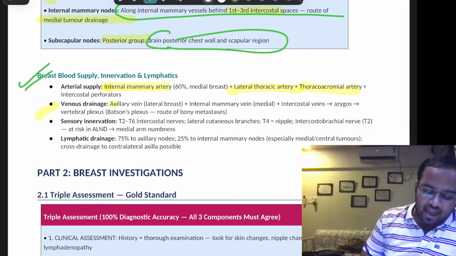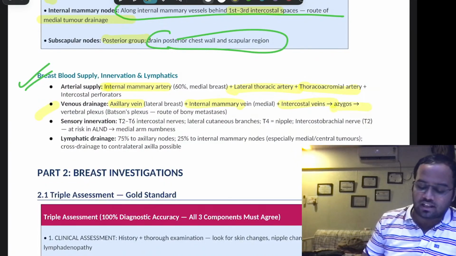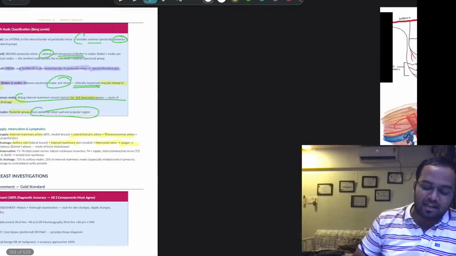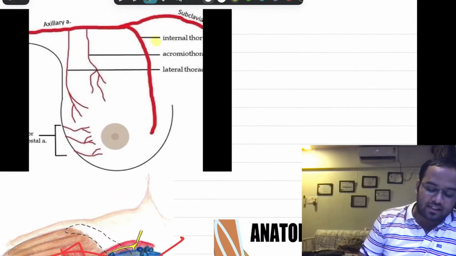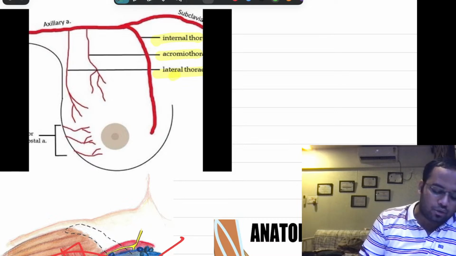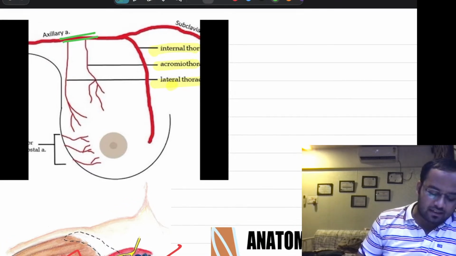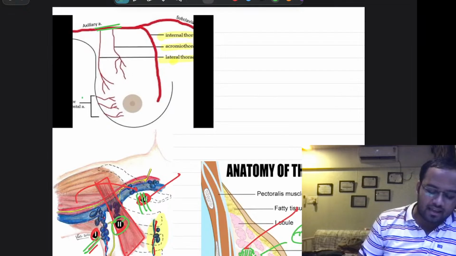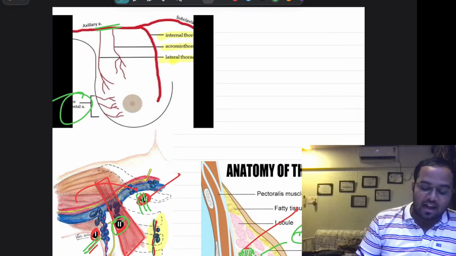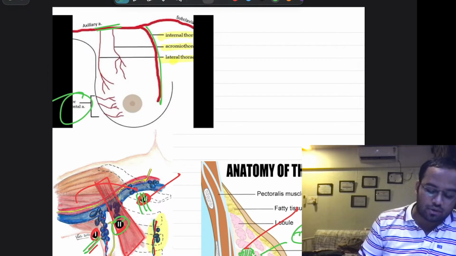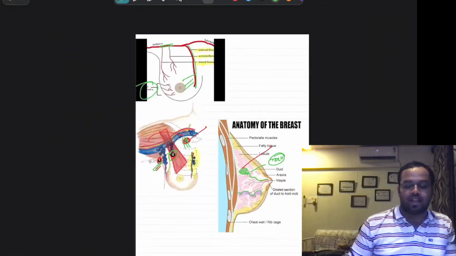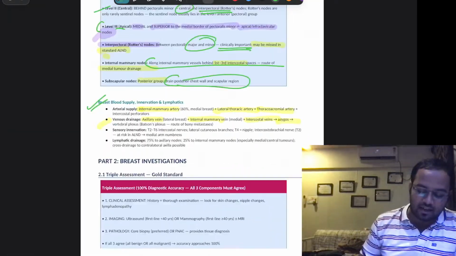The venous drainage: the axillary vein, internal mammary vein, intercostal vein, and azygous vein. So similarly, you can see the blood supply in this diagram. So it is going to be the internal thoracic artery, thoracoacromial artery, and the lateral thoracic artery. So these arteries are going to be branches of the axillary artery. From lateral, there are going to be subscapular artery branches, and this is going to be the internal mammary artery, which is going to supply the breast 60% of the time. So 60% supply is going to come from this artery.